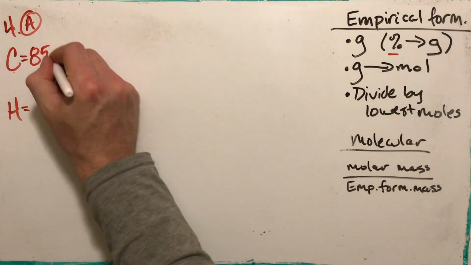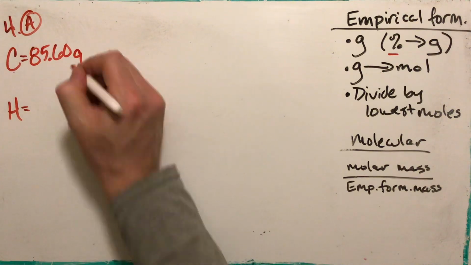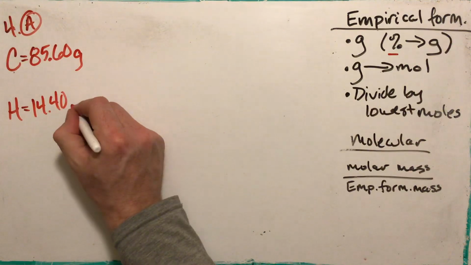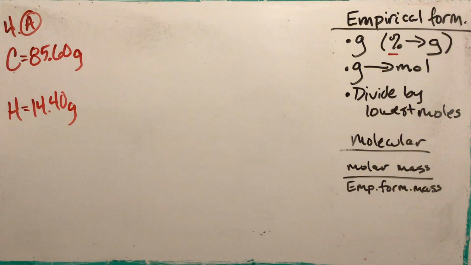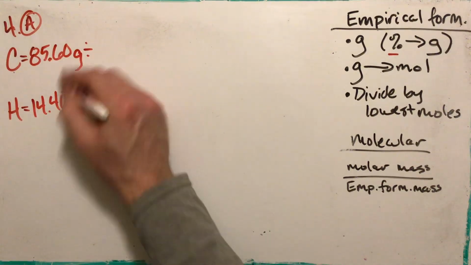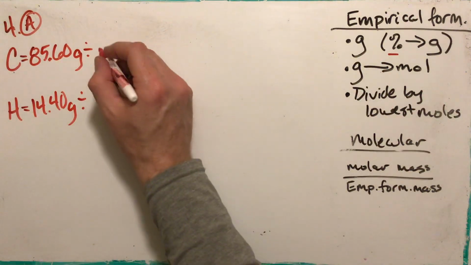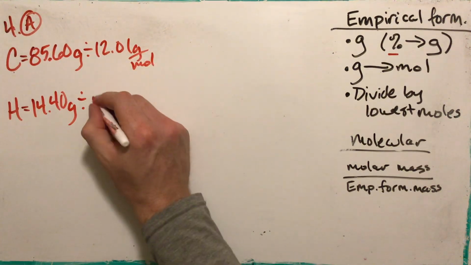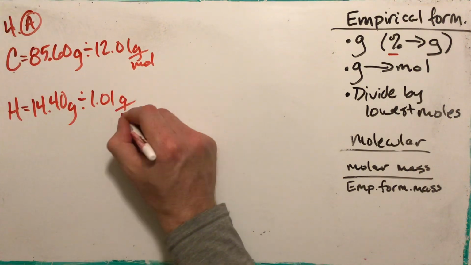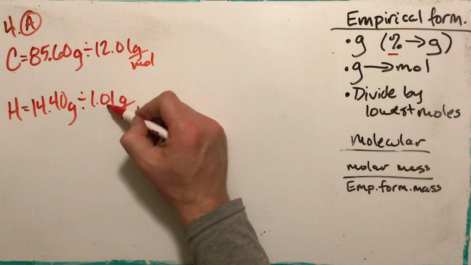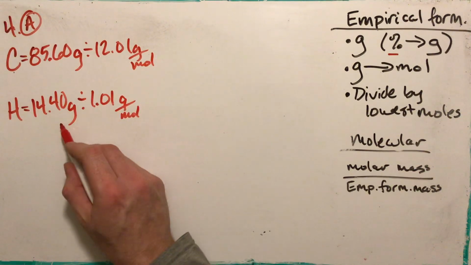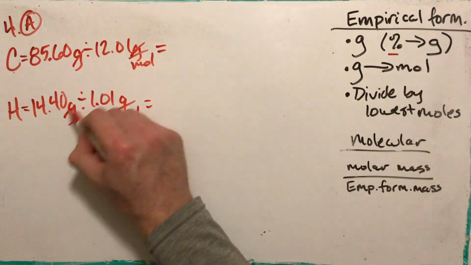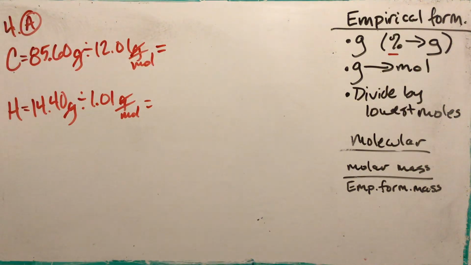So 85.60 grams for that, and 14.40. Percent becomes grams. We assume 100 grams. That's the first step. We got grams. Boom. Second step, grams to moles. We have to divide by the molar mass for each element off of the periodic table. Carbon is 12.01. Hydrogen is 1.01. These values are on the periodic table. They're the molar masses, and that's how we convert mass into moles. When we divide that, grams divided by grams will cancel. I'll be left with moles.